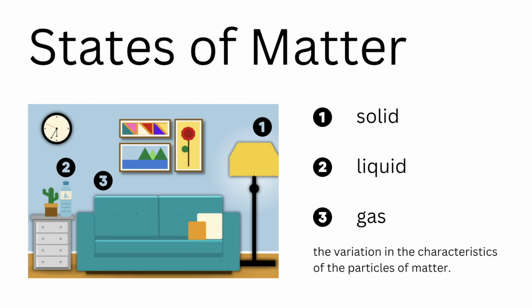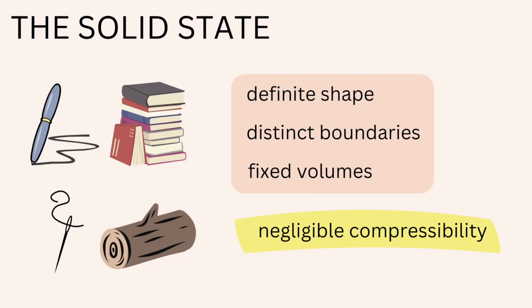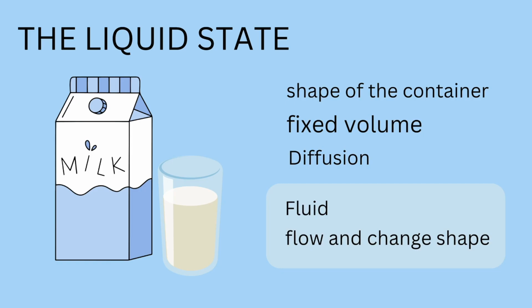Basically when it comes to states of matter, there are three states: solid, liquid and gas. There is a variation in characteristics based on the state of matter. In the solid state, some examples could be a wood block, a book, a needle, a pen, etc. The properties are they have definite shape, definite boundaries, fixed volume, and negligible compressibility. Moving to the liquid state, they take the shape of the container, so they don't have a fixed shape, they have fixed volume and they have high diffusion.